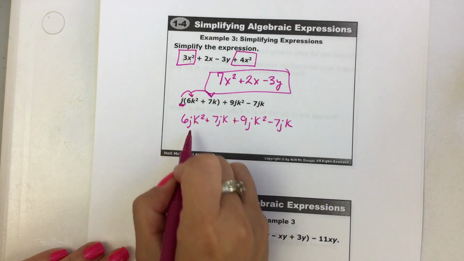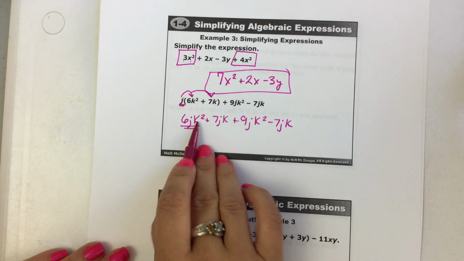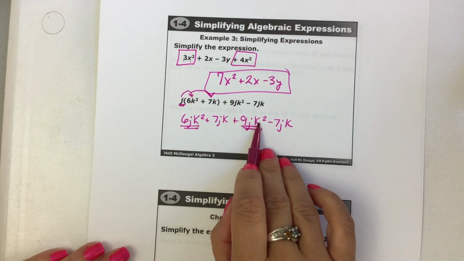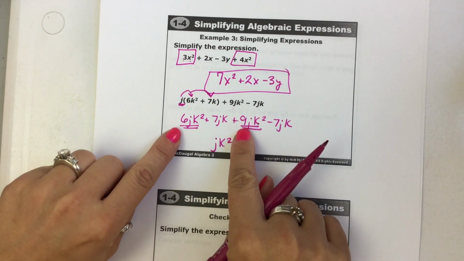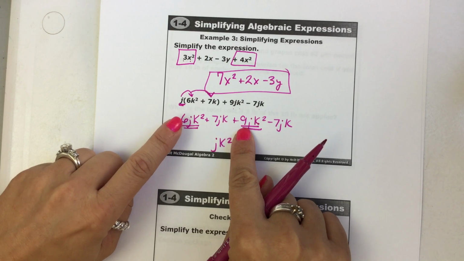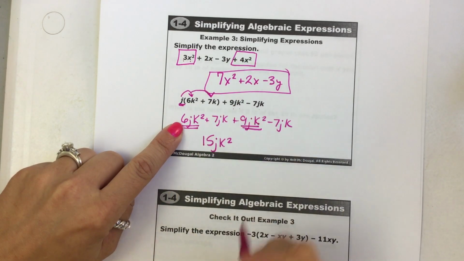Now I combine like terms. This term has 1j and 2k's. This term has 1j and 2k's. So I leave the j and the 2k's. What you change are the numbers in the front. 6 plus 9 is 15.